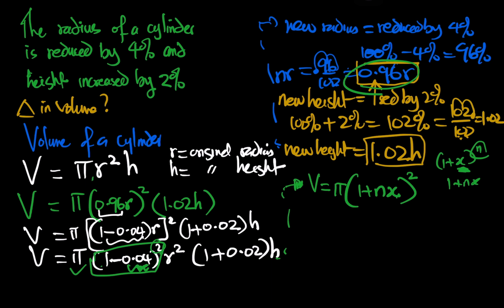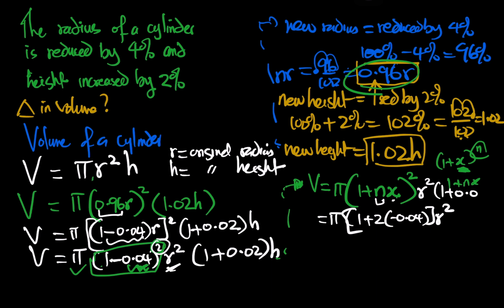So 1 plus nx will be... So we're going to take the y here. We're going to have our pi. This is going to be 1 plus, the n there is a 2, and then the x there. Can you see our x? Our x is negative 0.04. And then we close it with our r squared. Can you see this r squared will come there? And then there's our 1 plus 0.02h.